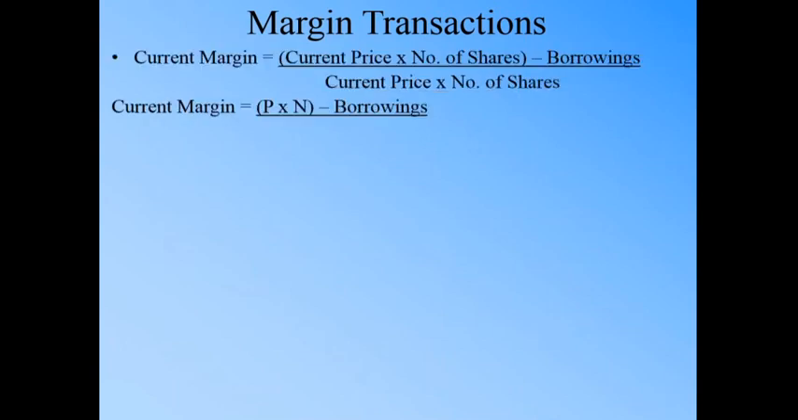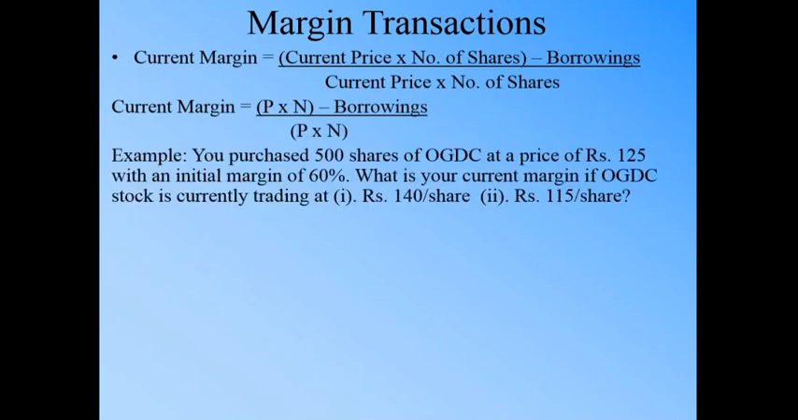How do we calculate the margin? On any account, if you want to determine your current margin, it can be calculated as the current price multiplied by the number of shares, minus the borrowings that you have, divided by the current price times the number of shares. It is the same thing as we determined the margin: the current price multiplied by the number of shares minus the borrowing, so that was your equity, and equity divided by the current value of the investment will become your current margin. So we have an example here.